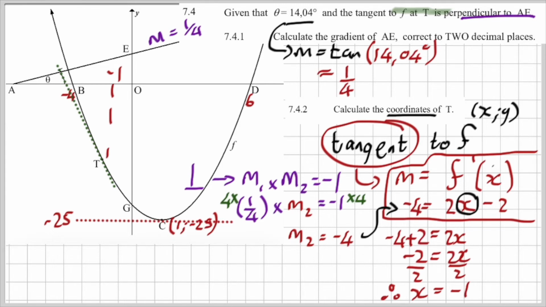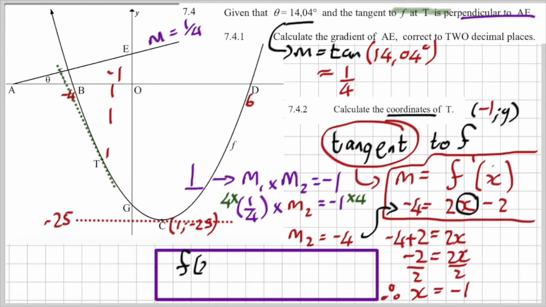But I'm not done, because they're asking me for a set of coordinates. I can substitute the negative 1 into my function. So let's find the y value. I'm going to go to f(x) and make my x negative 1. Therefore, my y value is negative 3, and hence I've answered the question.